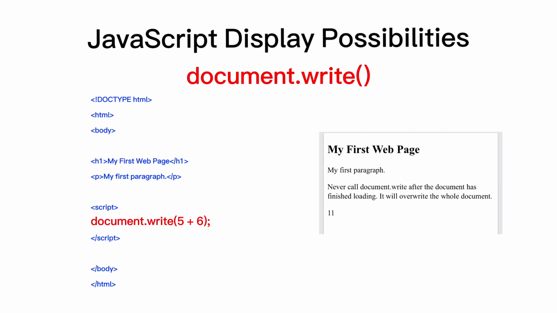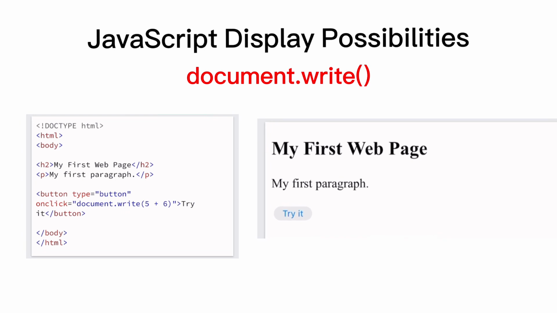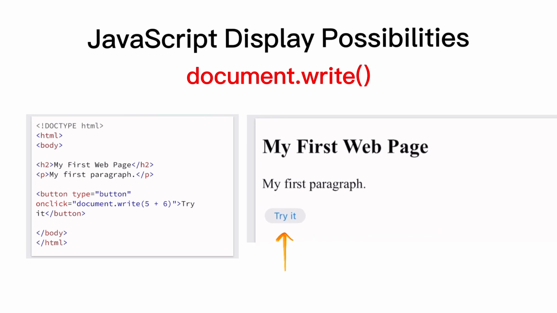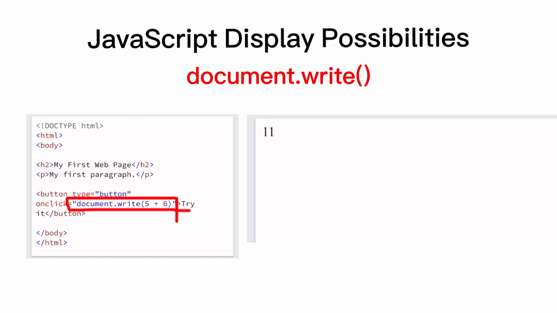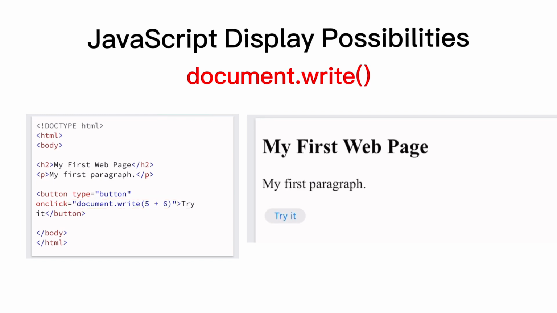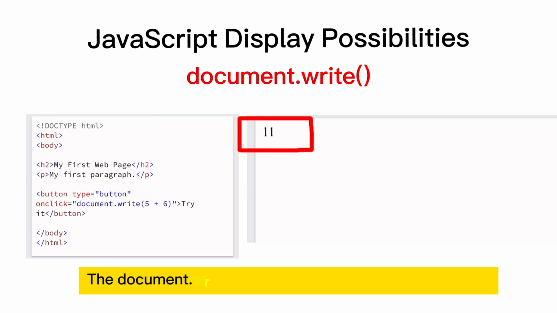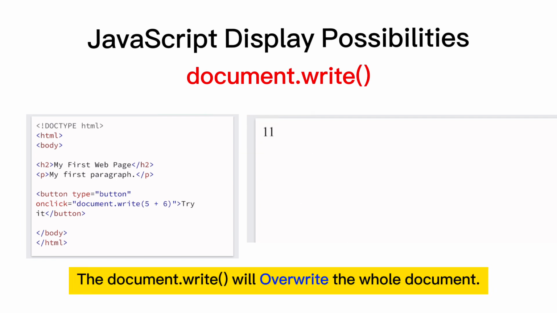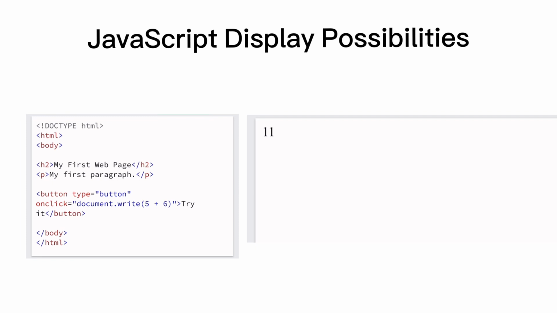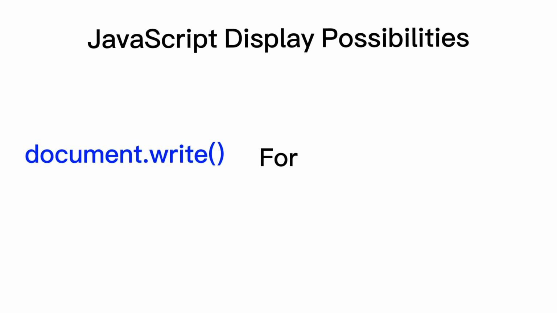Remember something. Here we have a button. After we click this button, the web page will show only what we have in document.write. Because if we use document.write after an HTML document is loaded, document.write will overwrite the whole document, and nothing else will be displayed. So, do not use document.write unless you want to test something.